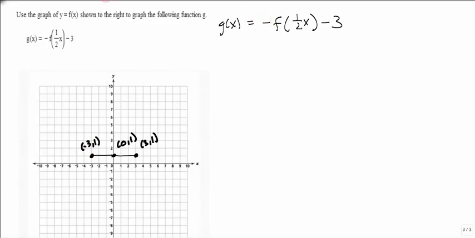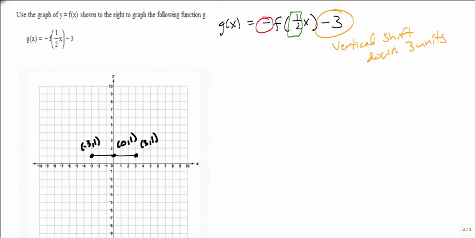So we have 3 transformations. I have the negative, I have the 1/2, and the very last thing that I have here, I have the -3. So this is vertical shift down 3 units. It's outside the argument of the function, so it's going to do exactly what you think, this movement down.